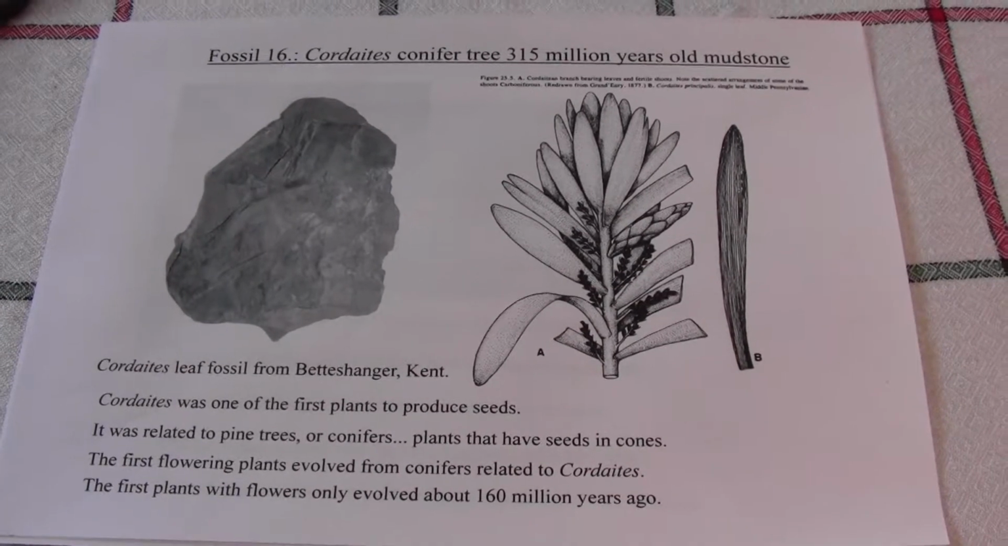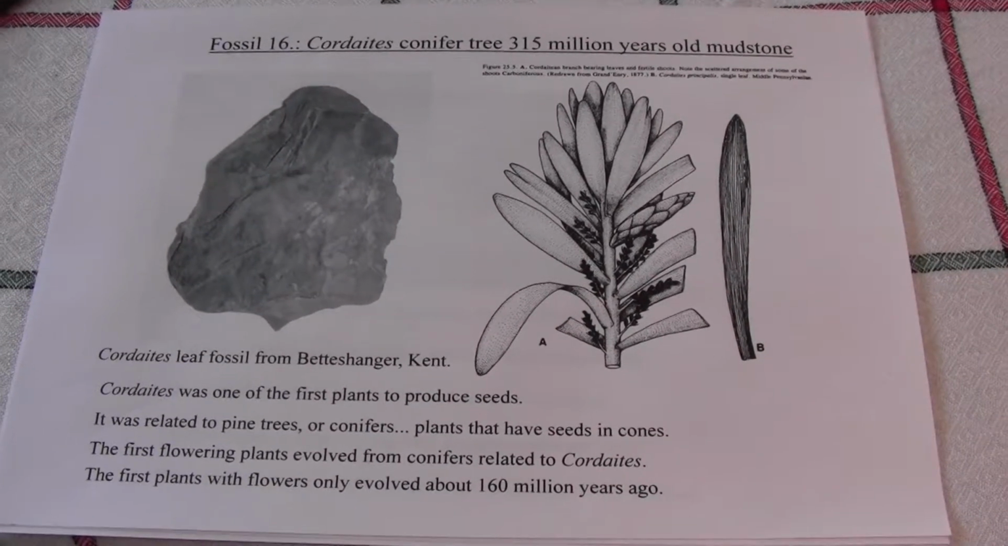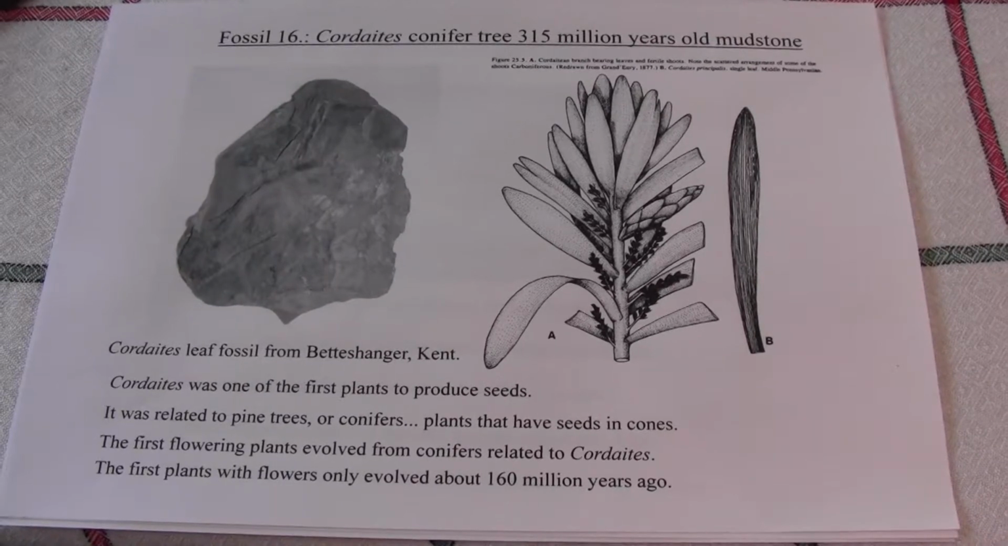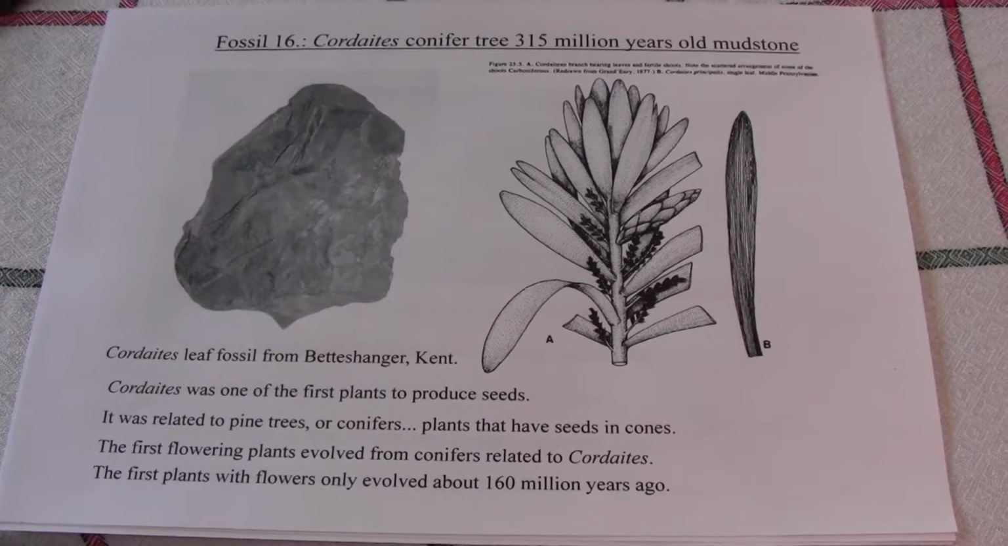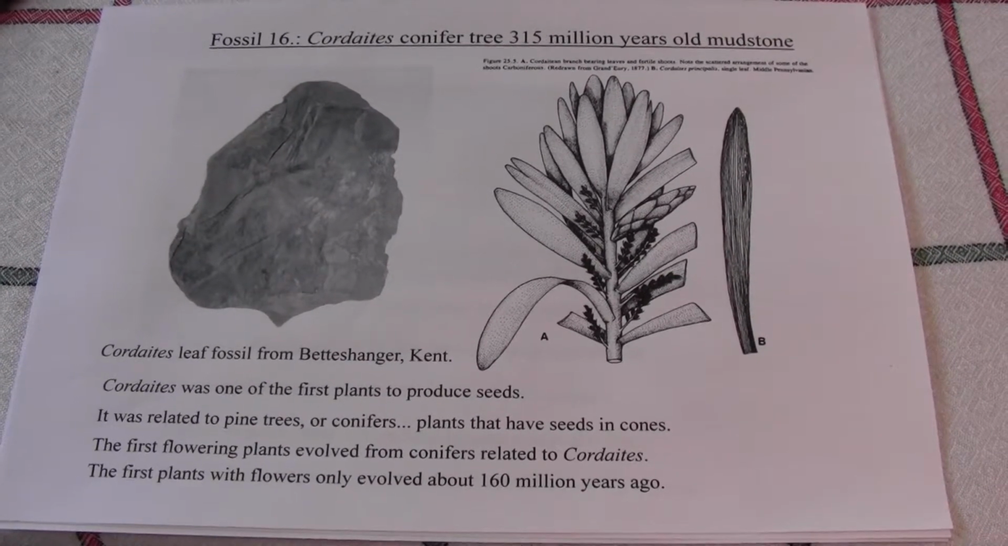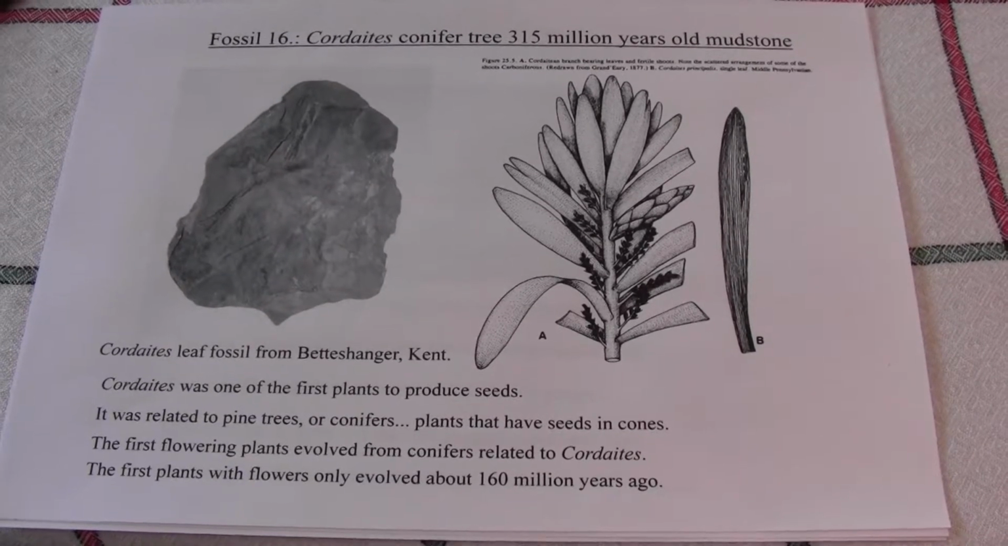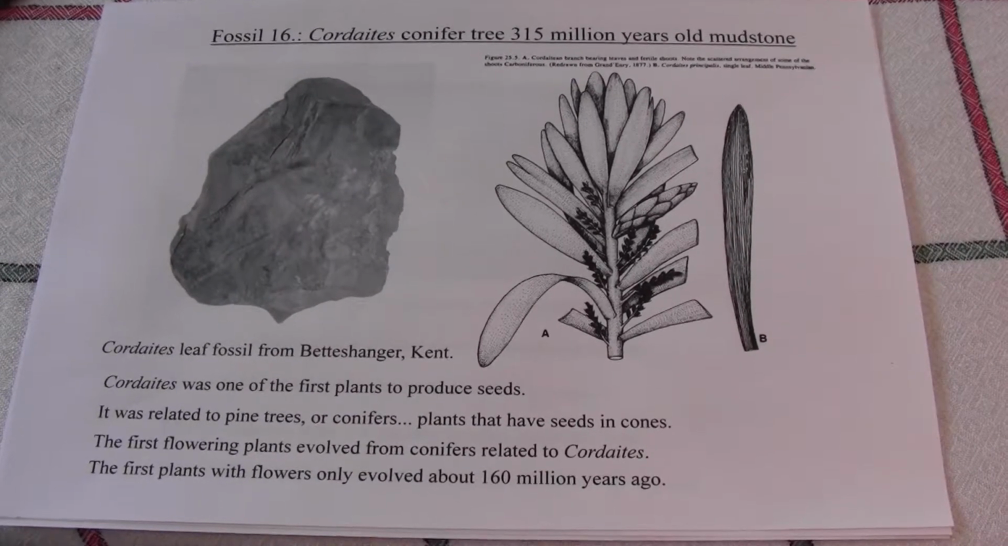But in the Carboniferous swamps and forests, there were ancestors of modern-day conifers that were existing and producing seeds way back there in 350 million years ago.